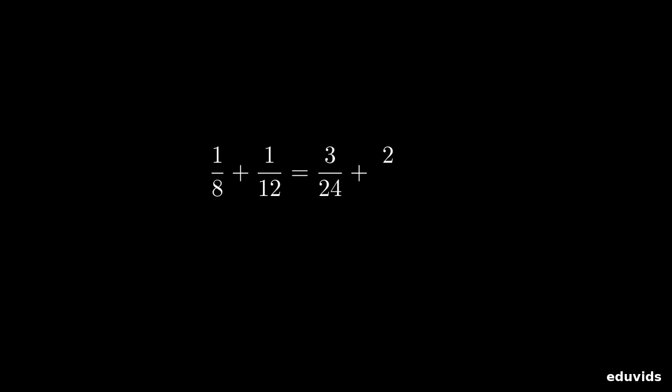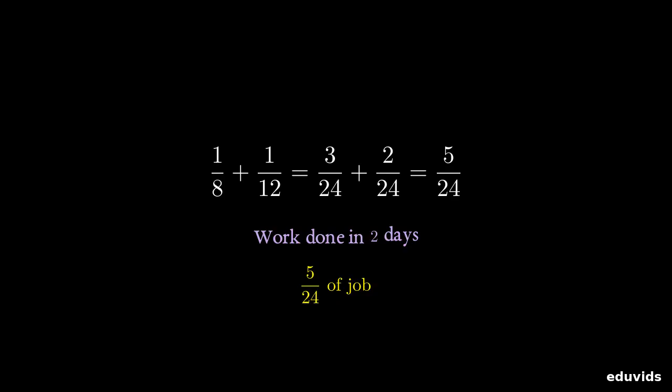To add these, we use a common denominator of 24. 1/8 becomes 3/24, and 1/12 becomes 2/24. 3/24 plus 2/24 equals 5/24.